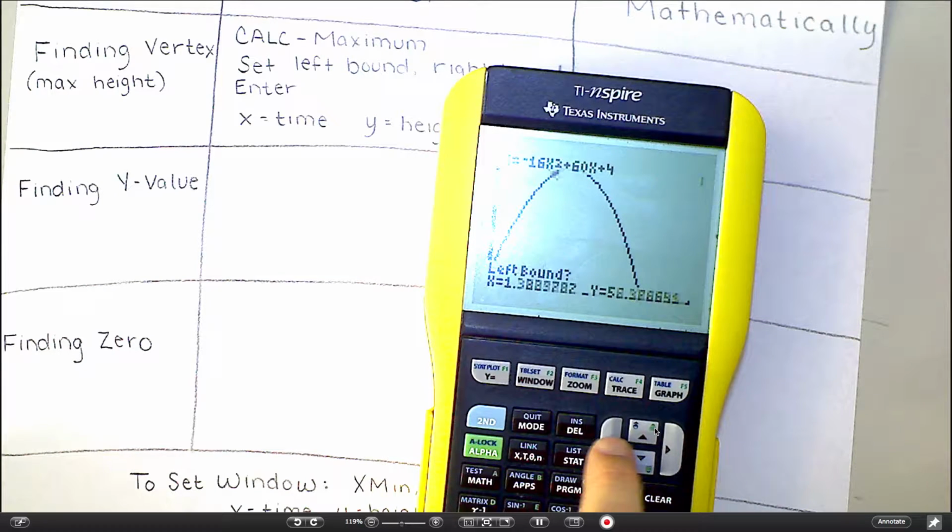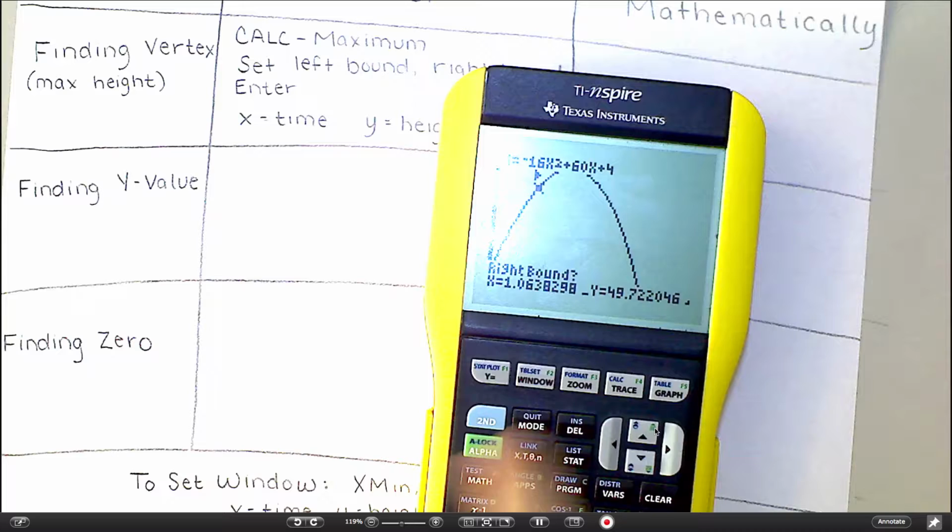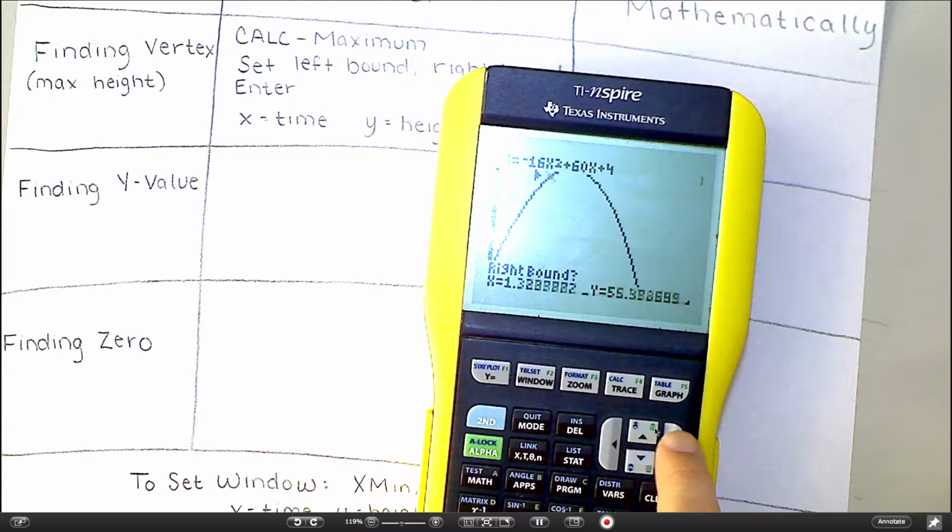I just want it somewhere to the left of the bump. It doesn't matter where. And then I hit enter. Then it's asking me for right bound. So now I'm going to move my cursor back over to the right, somewhere to the right of the bump. Again, it doesn't matter where. You're just telling your calculator, find me the maximum between here and here. And then when it says guess, you hit enter one more time.